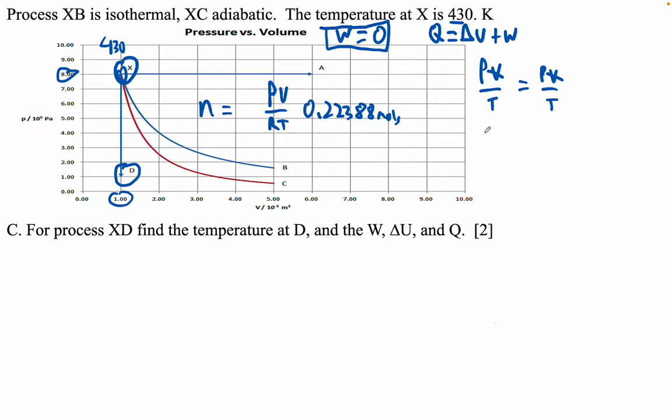So 8E5 over 430, that's here, right? Equals 1E5, that's the new pressure here, right? Divided by whatever that temperature is at D. And if you see what we're going to do here, we're going to go this times this divided by 8. So it's 1/8 of 430, which you could have figured out just by looking at it, right? 53.75.